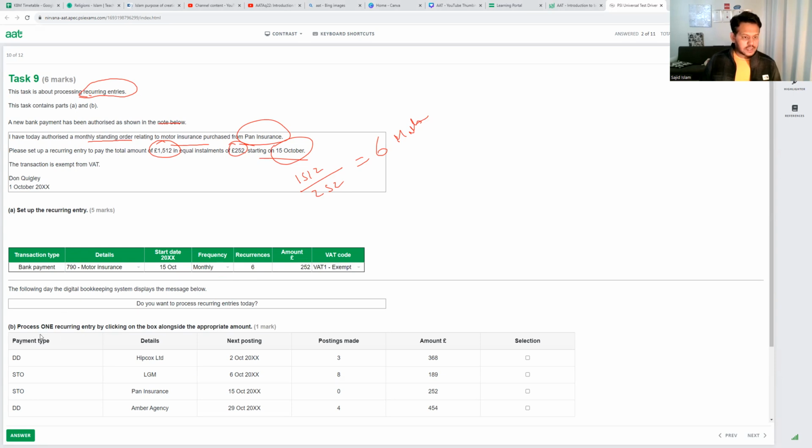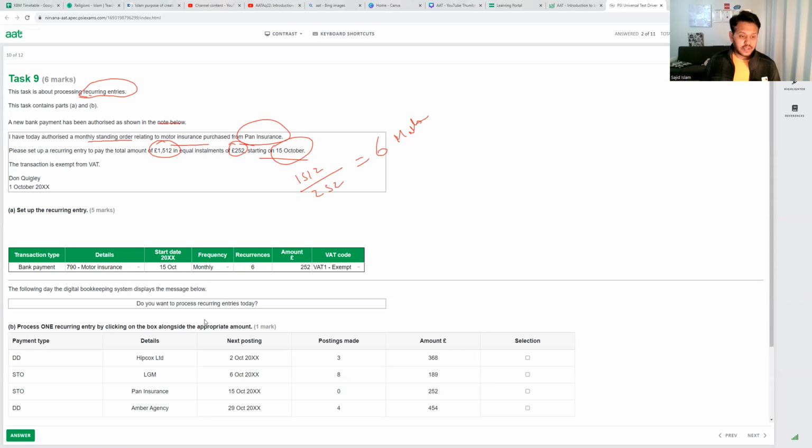All right, the next one says, the following day, the digital bookkeeping system displays the matches below. So they give you a warning or a notification: do you want to proceed with the recurring entries today? It happens when you enter a transaction in the software, they want to make it a rule. For example, they will say you always want to treat British Gas as your gas and electricity. If you say yes, next time you don't have to do it yourself. The software will do it automatically because they know it is gas and electricity, so you can categorize the transaction automatically.